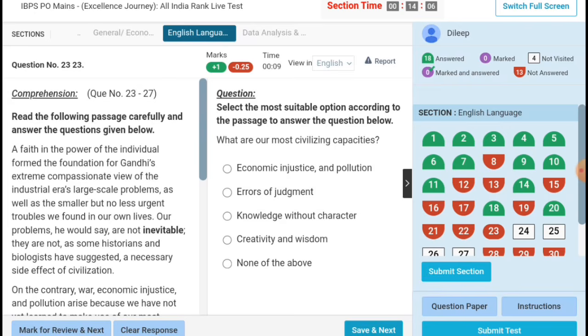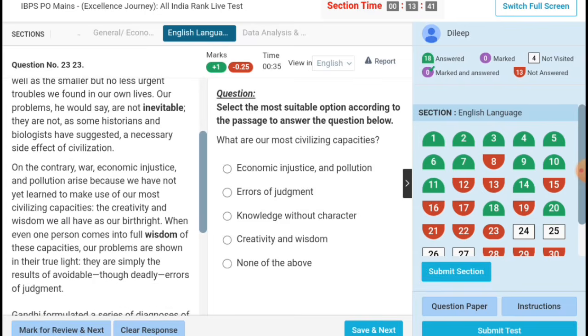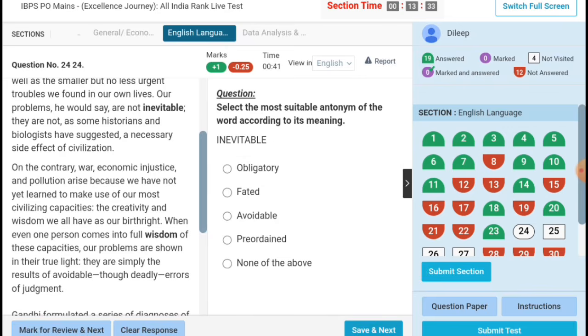A faith in the power of the individual formed the foundation of Gandhi's extremely compassionate view of the industrial era's large-scale problems, as well as the smaller but no less urgent troubles we find in our own lives. Our problems, he would say, are not inevitable. They are not, as some historians and biologists have suggested, a necessary side effect of civilization. So, economic injustice and pollution, inevitable. Antonym.